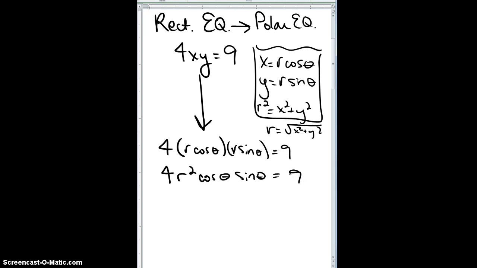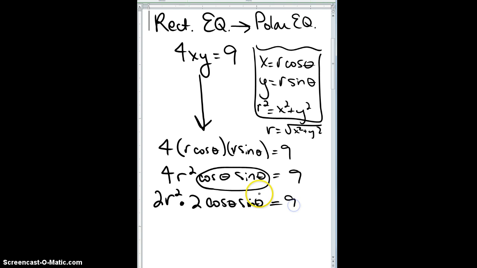And if I want to simplify this even more and make it look a little bit prettier, these two together with a 2 is one of our trig identities. So I'm going to break this 4 into 2r squared and then put that other 2 over here by my cosine theta sine theta. And that guy, as long as I have the 2 with it, that's sine of 2 theta. And again, that's one of our trig identities. So that's probably a little nicer looking equation.